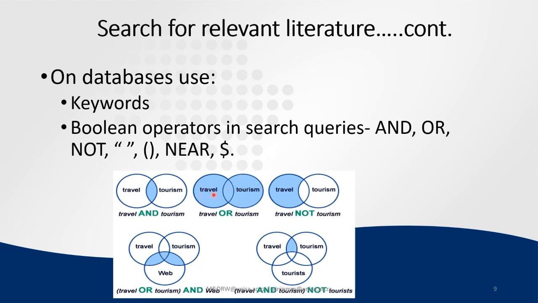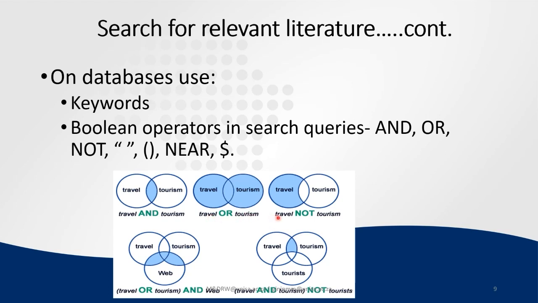You get some results that have tourism, some results that have travel and tourism, both of them in the same article, and then you get articles that are just particularly talking about tourism. Why? Because you entered the word "or". So this is the utilization of Boolean operators. That is what I'm explaining here.